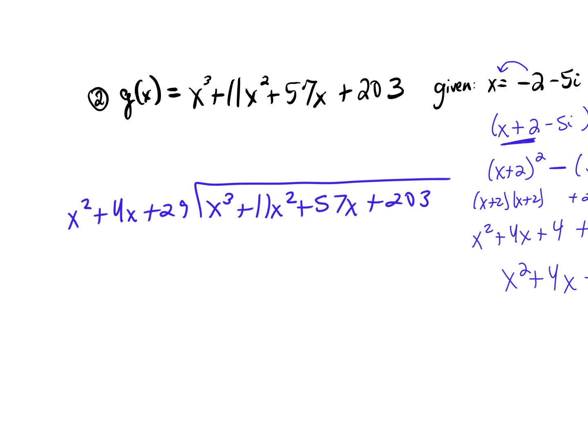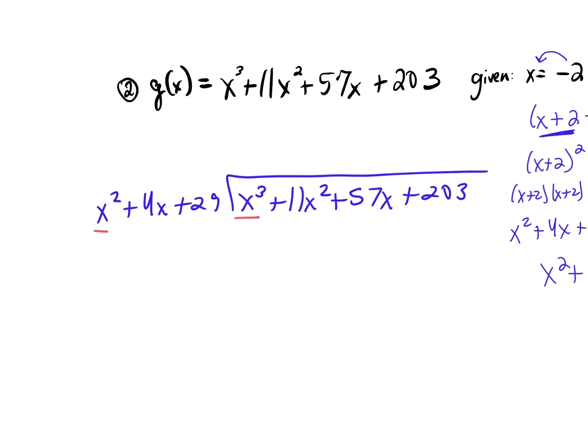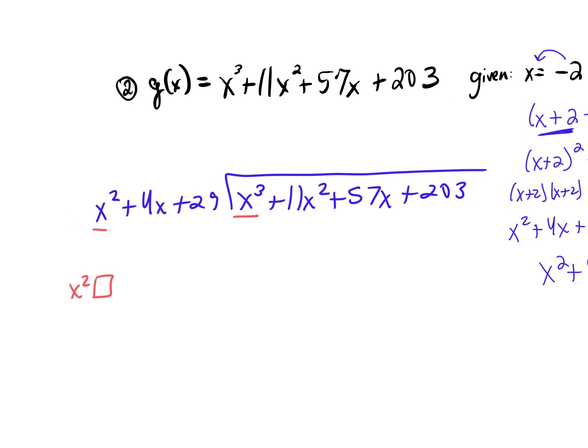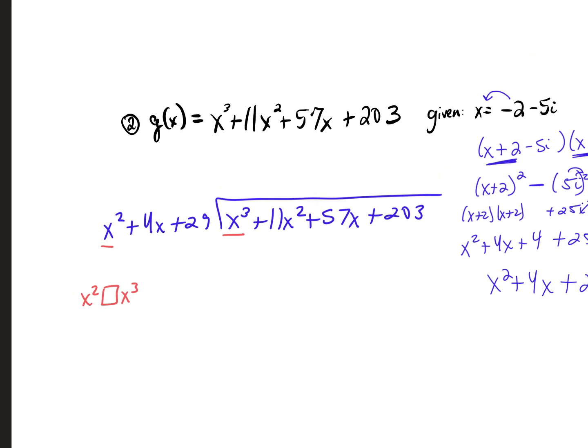How do we do long division? First term into first term. So x squared times what gives me x cubed? X. So look, guys, I'm going to put the x right here above 57x. Get your subtraction ready before you multiply.